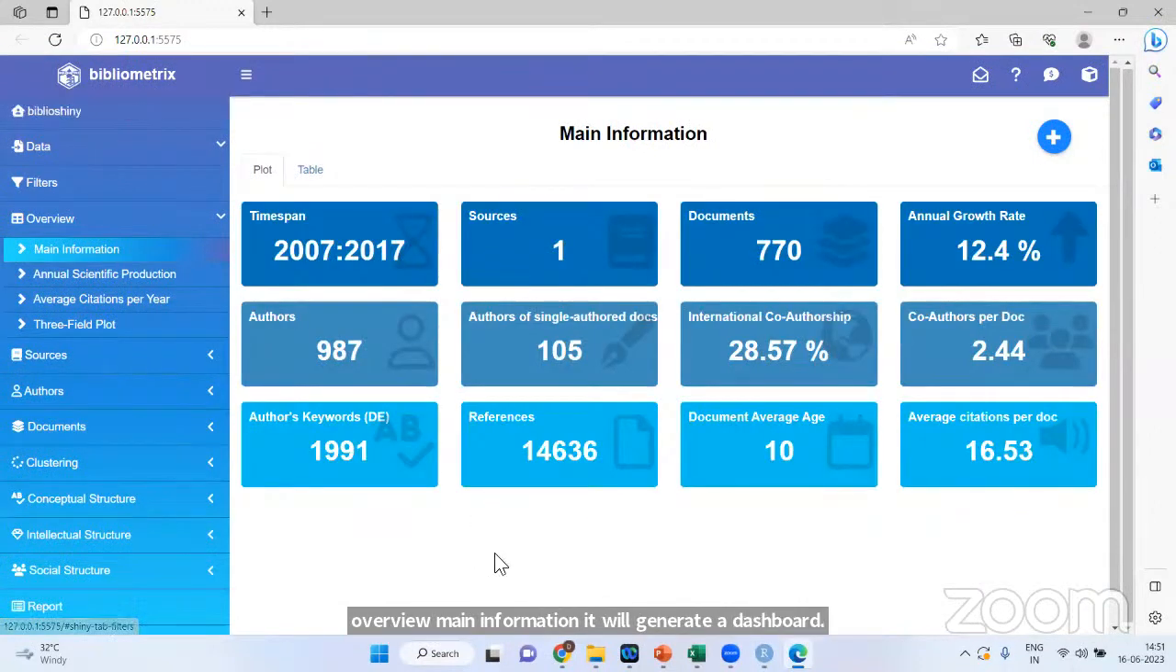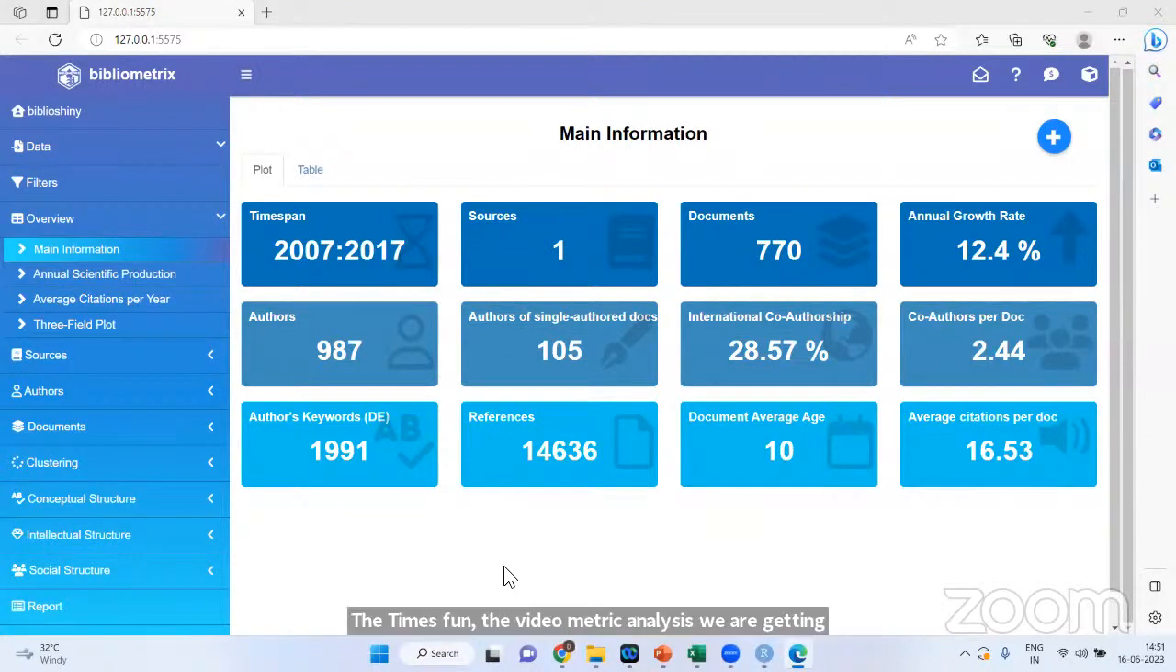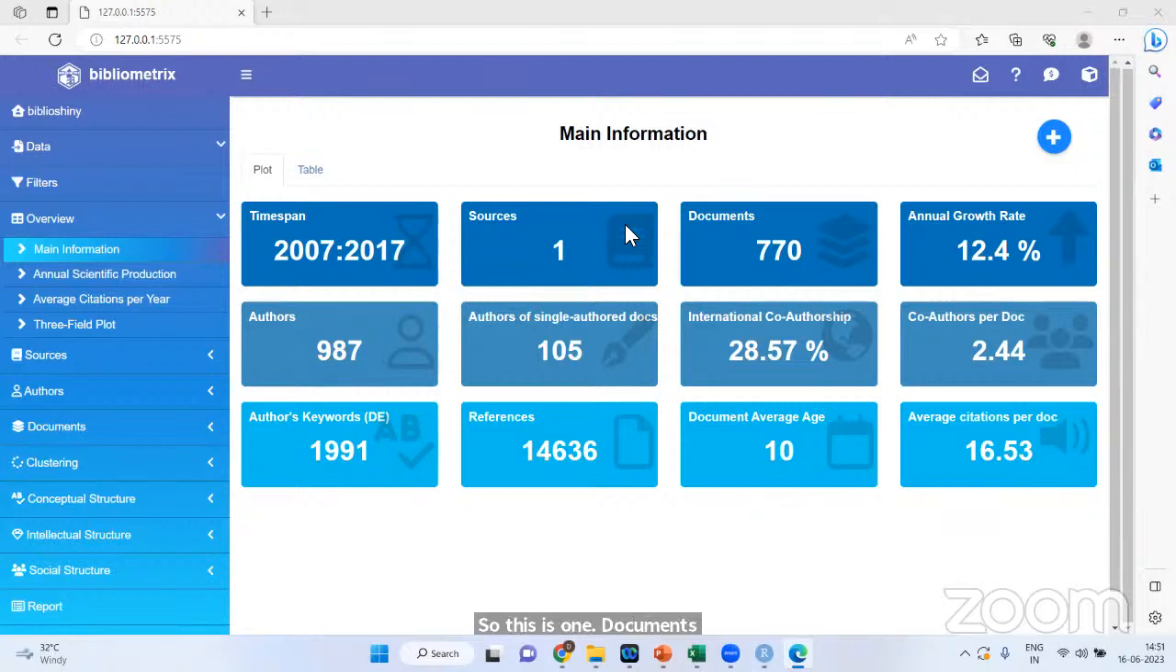Have you got this dashboard? Say yes or no. Very beautiful dashboard, you will get it. The time span of the bibliometric analysis we are carrying out is from 2007 to 2017. Authors, how many authors have been included for this? 987. Sources, 1. Documents, 770. Annual growth rate of this particular theme is 12.4%. Average citations per doc is 16.53.